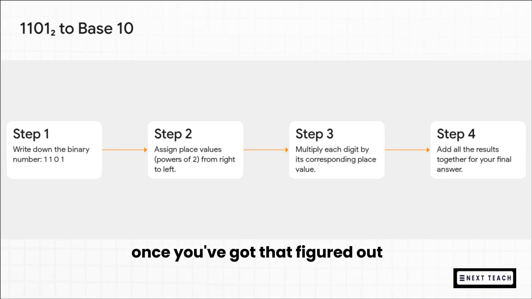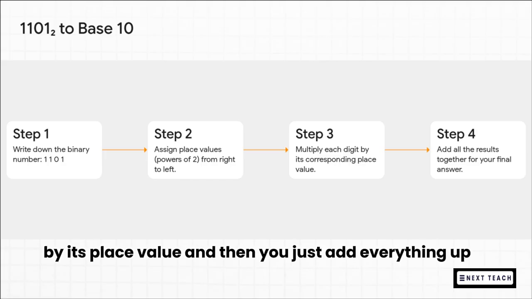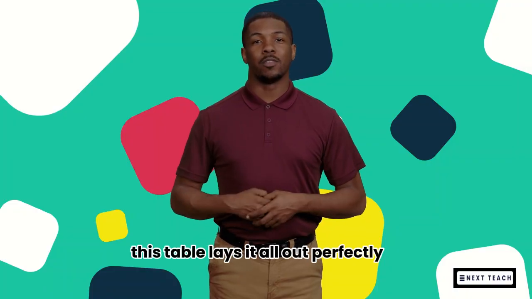Once you've got that figured out, it's just a simple game of multiplying each digit by its place value, and then you just add everything up. Easy. And check this out. This table lays it all out perfectly.